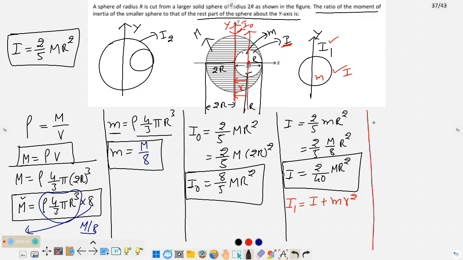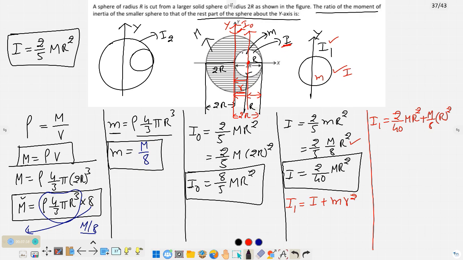Now if you solve it, what are you going to get? I1 is equal to I. What is the I value? That is nothing but 2 by 40 m r square, the original value, plus small m. What is the small m value? That is nothing but capital M by 8, already done, into the distance between the parallel axes. From here to here, what is the length? That is 2r. In that, what is this length? r. 2r minus r gives r. So simply I can write r square.